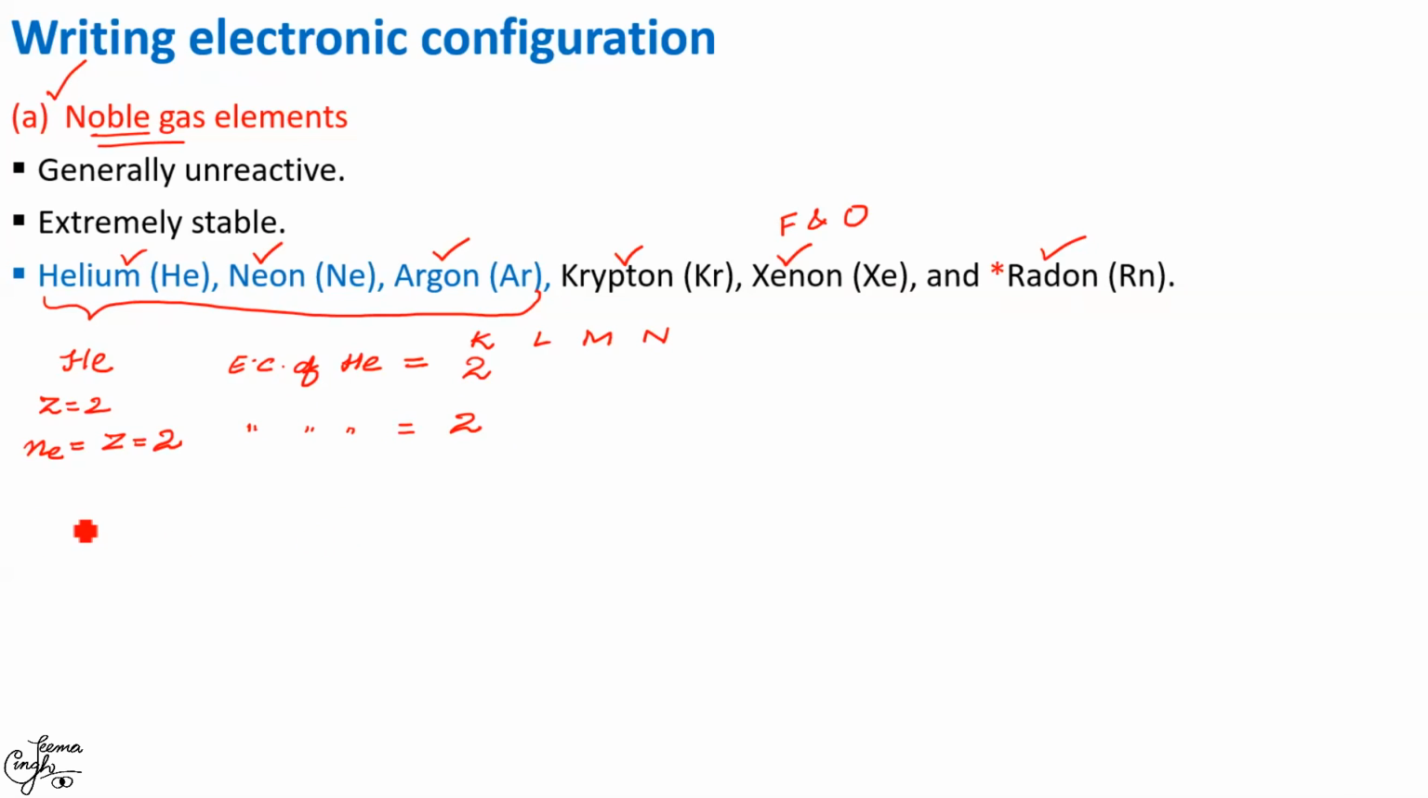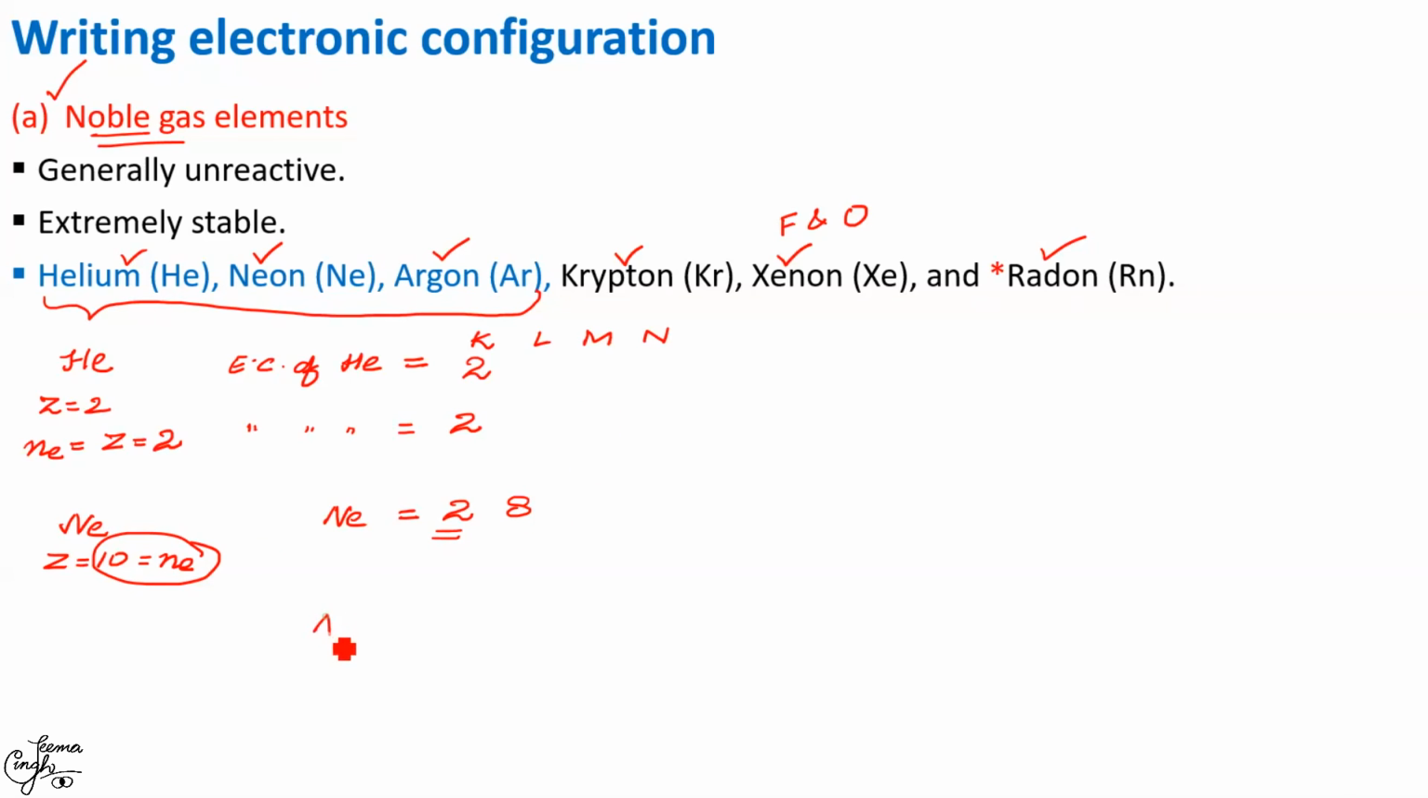Moving to the next one, neon. The atomic number of neon is 10 and therefore the number of electrons is also equal to 10. Coming to the electronic configuration for neon, you already have K, L, M, N. You will have 2 electrons in the K shell. Your L shell can have a maximum of 8 electrons. So 2 have already been accommodated in the K shell. The remaining 10 minus 2, 8 electrons will move on to the L shell.